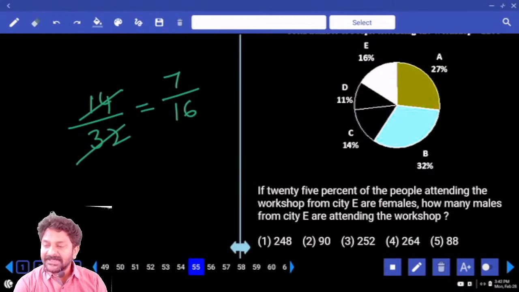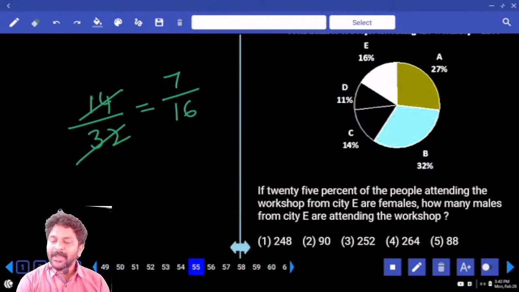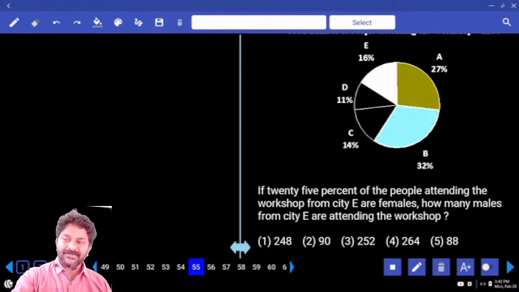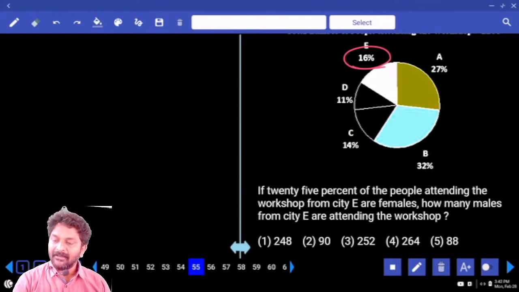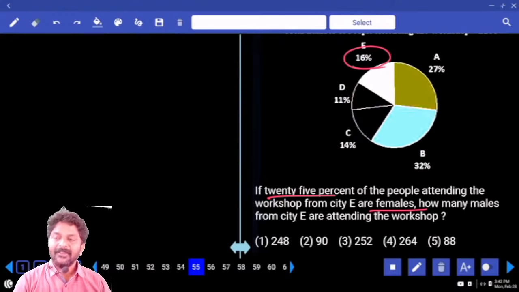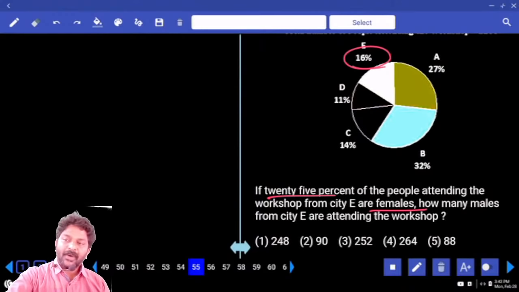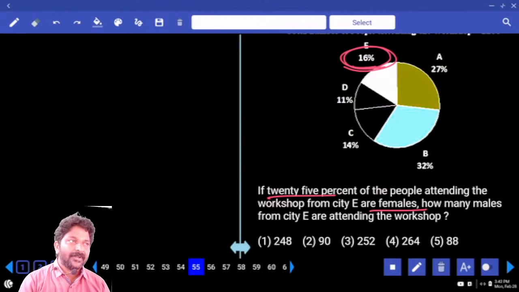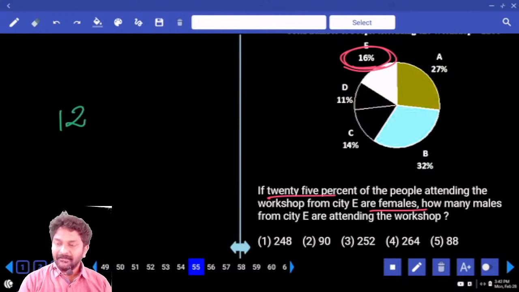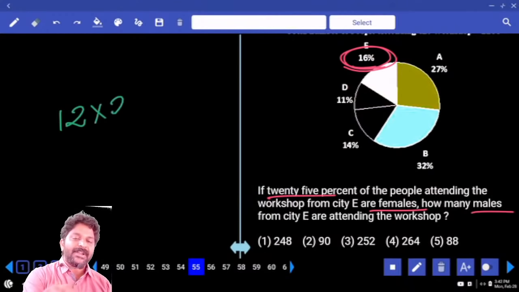If 25% of the people attending the workshop from city E are female, how many males from city E are attending the workshop? Right. So now for E, how much percentage do we have? 16. And 25% are female, which is 1/4 only. What is 1/4 of 16%? Then the remaining 12% are male only. We were asked to calculate male people from city E, where 1% value is 20.